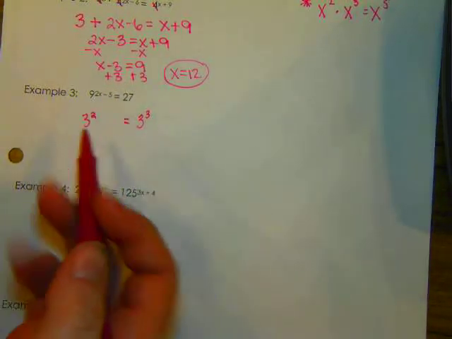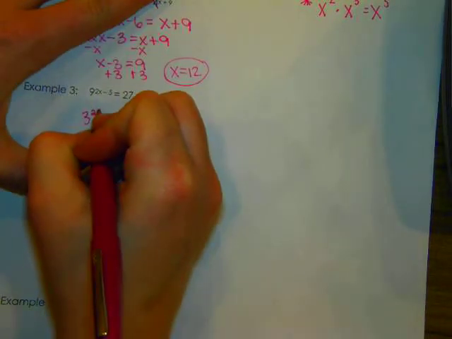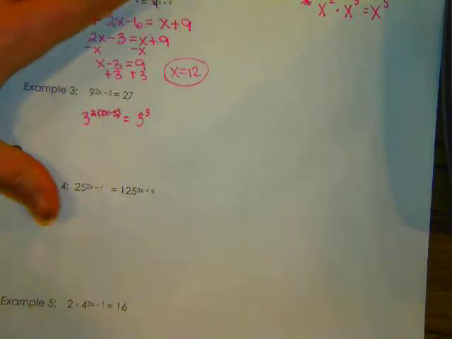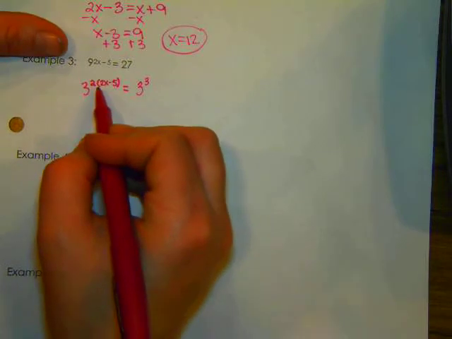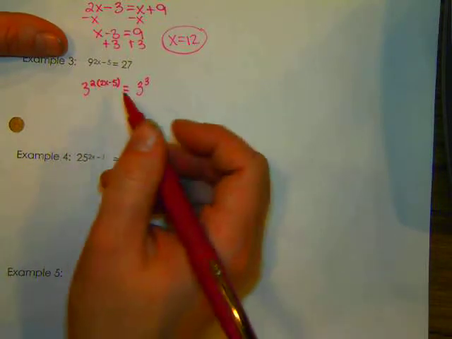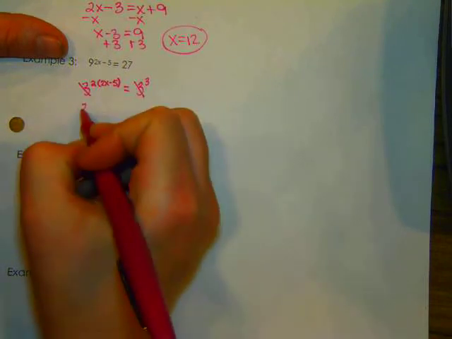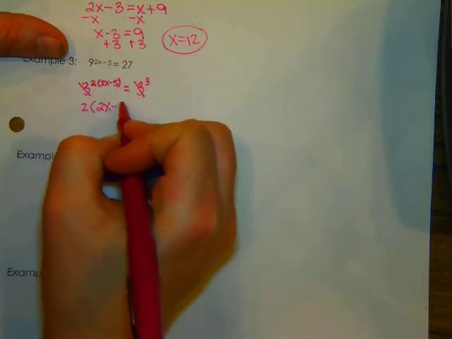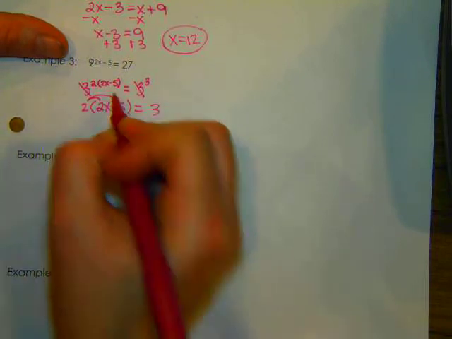Now, here's how it works with that 2x minus 5. You just leave it up here. Make sure you put it in parentheses. It's still the exponent. So make sure when you write that, you still leave it up there as the exponent, but put it in parentheses. Because this is where you cross off the common base, and you're left with the equation 2 parentheses 2x minus 5 equals 3. This is where you do distributive property now.